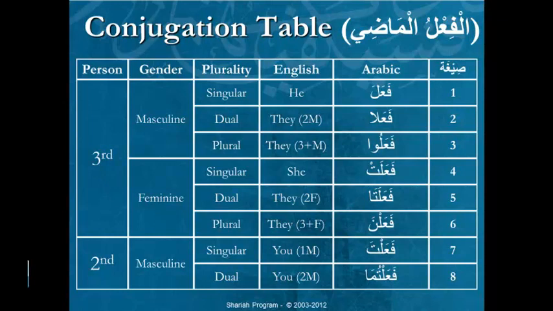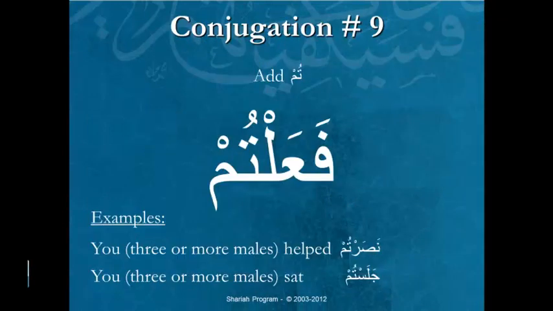Now you see the entire table up until conjugation number 8, and the new ones introduced at the bottom are fa'alta, fa'altuma, and number 9 would be fa'altum. Remember, ta, tuma, tum, ti, tuma, tunna. The ending in conjugation number 9 is tum: fa'altum, nasartum, you, a group of males, 3 or more males, helped. You, 3 or more males, sat, jalastum.